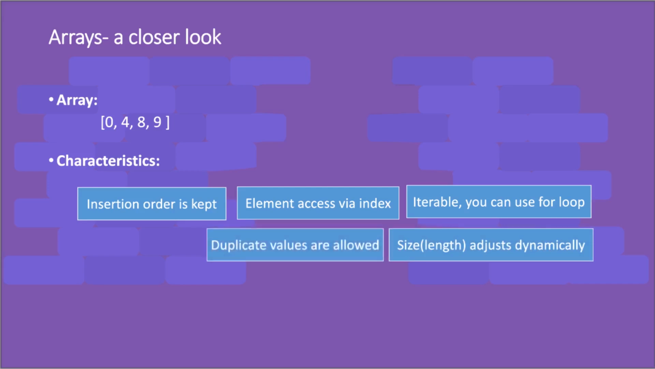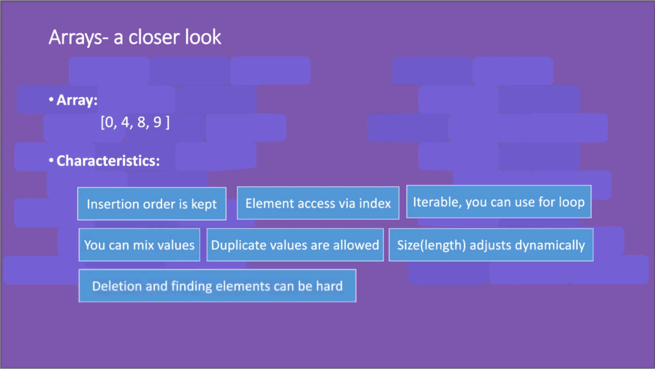In addition to that, duplicate values are allowed in arrays. For example, the above array could have 3 zeros or 2 fours. You should know that you could mix numbers with strings with objects, even with nested arrays, all in the same array. One more thing is that deletion and finding elements in arrays can be a bit more performance intensive and a bit more difficult.